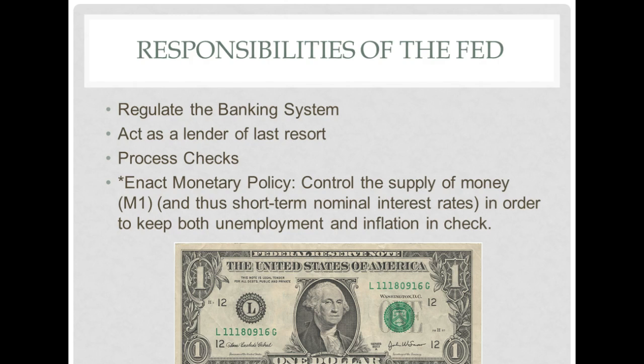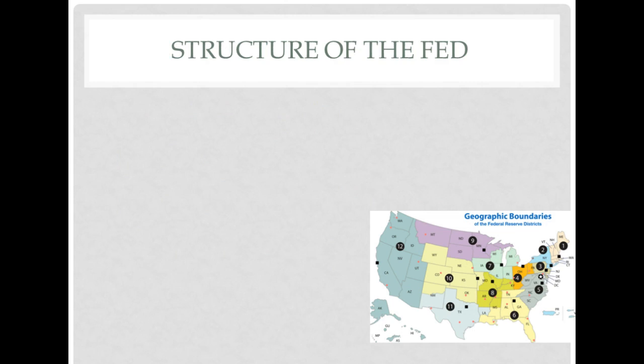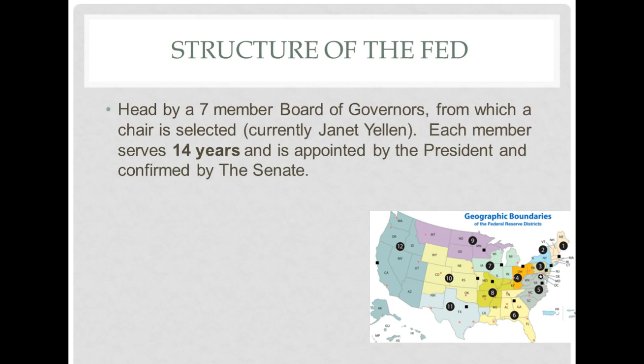Before we get into the details, I want to share a couple other interesting points of information. And again, this is not something I would expect the AP exam to ask you, but just to give you an idea of how this works. How is the Fed actually set up? The Fed, just to get started here, is headed by a 7-member board of governors, from which the chair is selected. Each member serves 14 years and is appointed by the president and confirmed by the Senate.